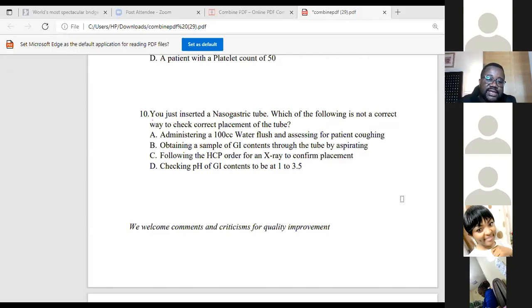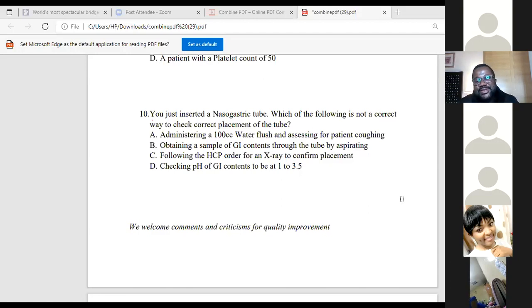Okay, next. Checking pH of GI content to be 1 to 3.5. Yes, when you aspirate, you check the pH. If it is 1 to 3.5, it means it is in the stomach, because we say the pH of the stomach is very, very acidic. So A is not a way to check the placement. So A is the answer. So this is the odd option, which has turned out to be what we are looking for. So that is the answer, right?